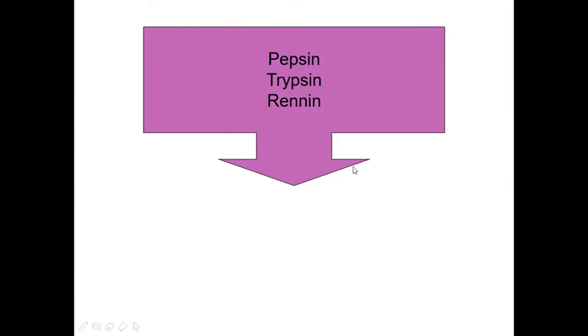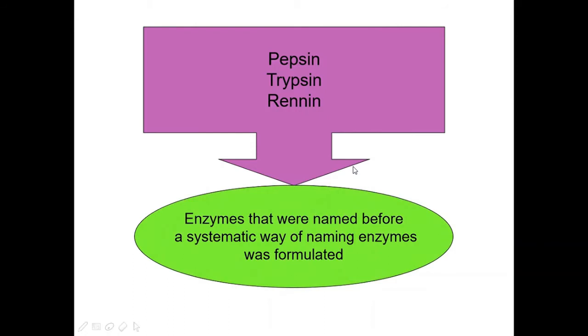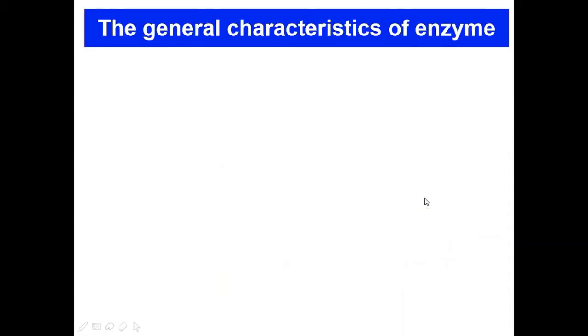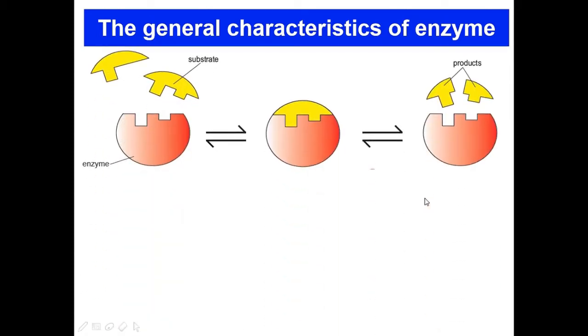These three enzymes pula, okay, pepsin, trypsin, renin ni, nama dia kekal, tak boleh ubah. Okay, because these enzymes were named before a systematic way of naming enzymes was formulated ataupun wujud. Okay, last but not least, this is the crucial part, the general characteristics of enzyme. Ini adalah antara topik-topik yang hot dalam SPM.